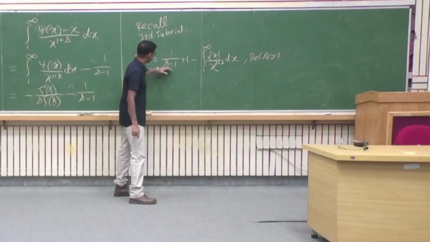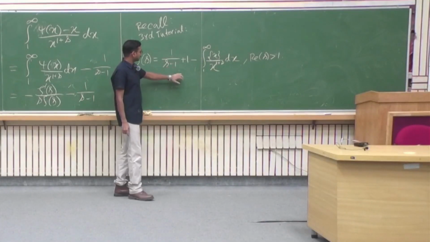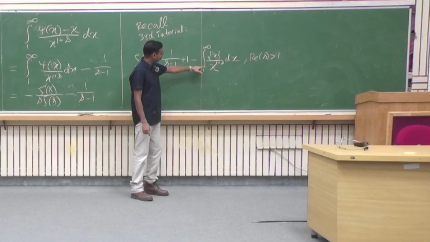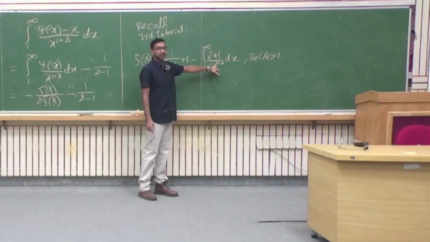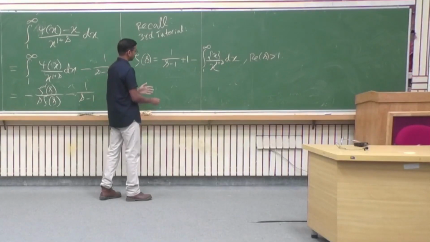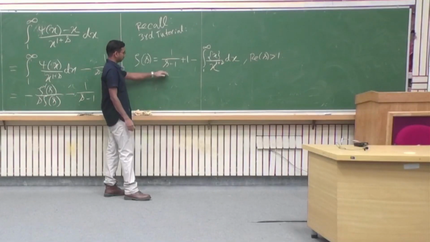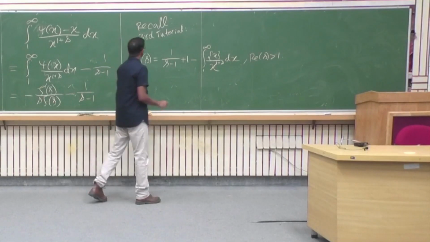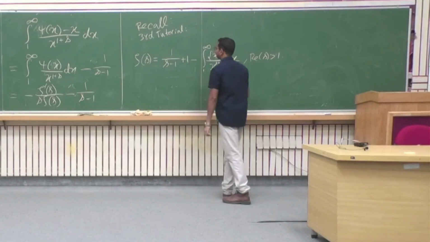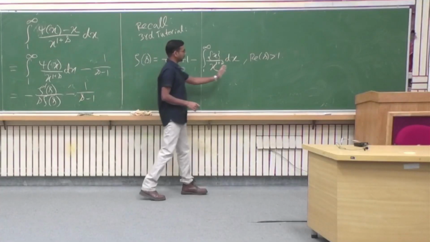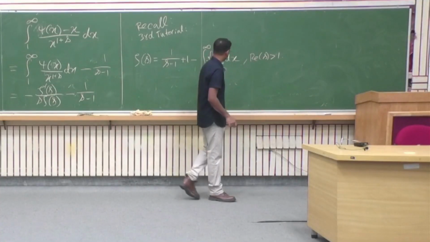But note one thing, that except at the point s equal to 1, this integral actually converges for all s with real part of s greater than 0, in fact. So in this region, the only problem is at the point s equal to 1. Now we are concerned about the part where real part of s is greater than or equal to 1, right?